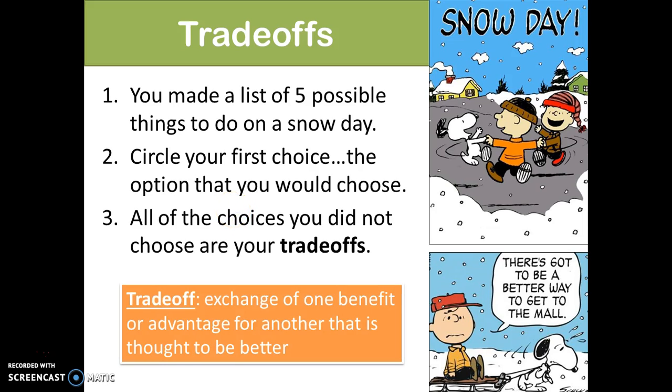And here's the formal definition of trade-off: an exchange of one benefit or advantage for another that is thought to be better. So you chose to work and make money because the benefit of making money outweighed any other benefits that you would gain from any of your other choices. The benefits you would gain from hanging out with your friends was less than the benefit that you got from making extra money. And so trade-offs will be different for every single person because we all make different choices. Some people might choose to watch Netflix, and the benefit and the enjoyment they get from just watching a movie all day is greater to them than any money they would have made working at a job.